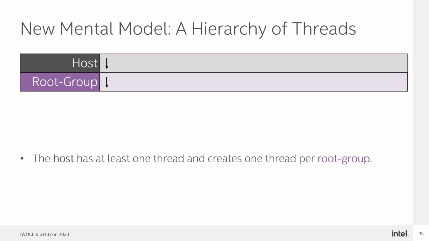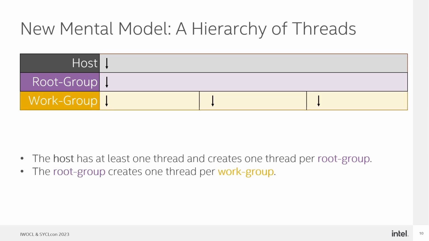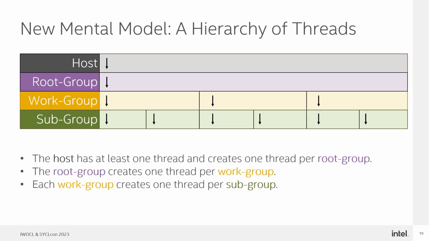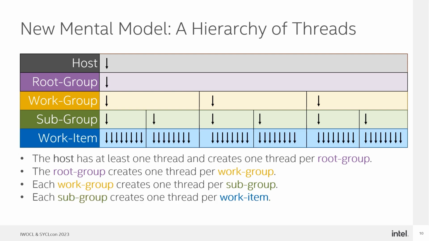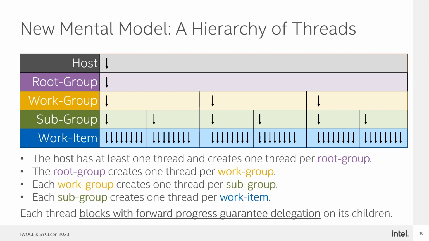And at the top of our hierarchy, we have one thread on the host, and then on the device side, we have a new concept called a root group, which contains all of the work items executing a specific kernel. And the host creates one thread of execution for this root group. The root group then creates one thread per work group. Each work group creates one thread per subgroup. And finally, each subgroup creates one thread per work item. And each thread blocks with forward progress guarantee delegation on its children. Now, because we have a hierarchy of threads, we can start to talk about what the forward progress guarantees are at each level of this hierarchy.